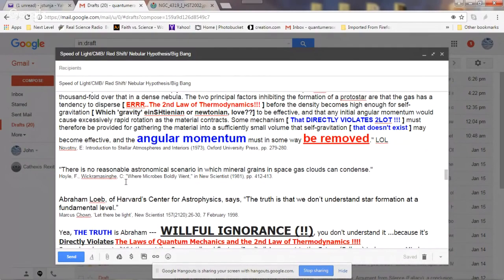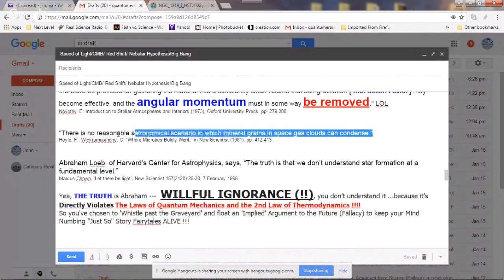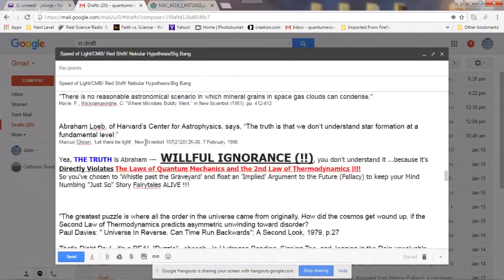From Fred Hoyle: there is no reasonable astronomical scenario in which mineral grains in space gas clouds can condense. Period. Why? I'm going to tell you why. Because it's a second law of thermodynamics violation, Fred, and you already know that. So Abraham Loeb in 1998 wanted to get in on the action. He's from the Harvard Center for Astrophysics. He says the truth is that we don't understand star formation at a fundamental level. Yeah, you do, Abraham. The truth is, Abraham, it's called willful ignorance.